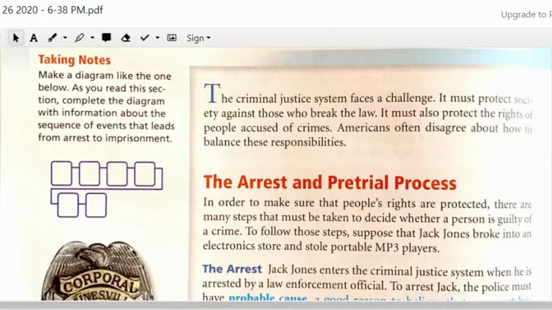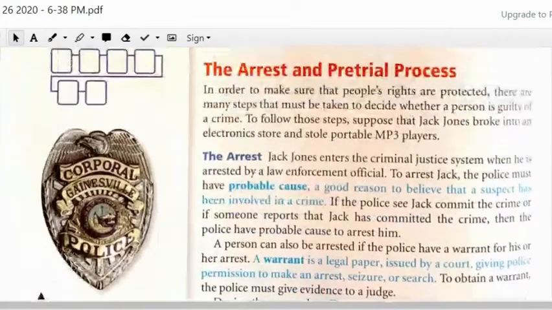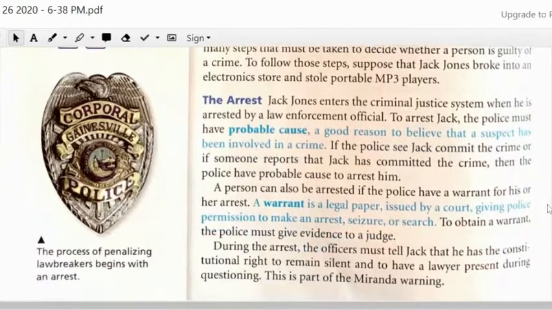In order to make sure that people's rights are protected, there are many steps that must be taken to decide whether a person is guilty of a crime. To follow those steps, suppose that Jack Jones broke into an electronics store and stole portable MP3 players. The arrest. Jack Jones enters the criminal justice system when he is arrested by a law enforcement official.